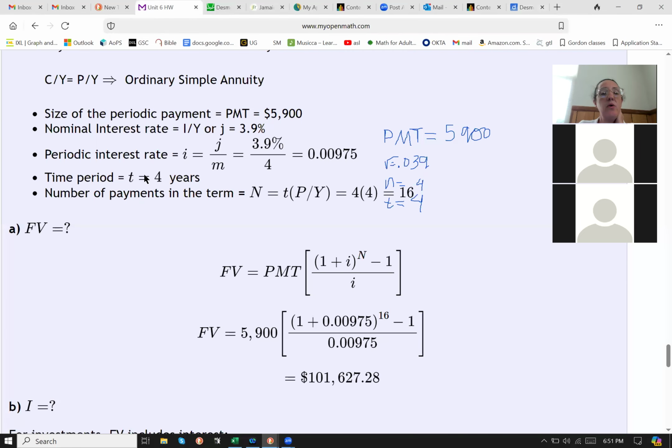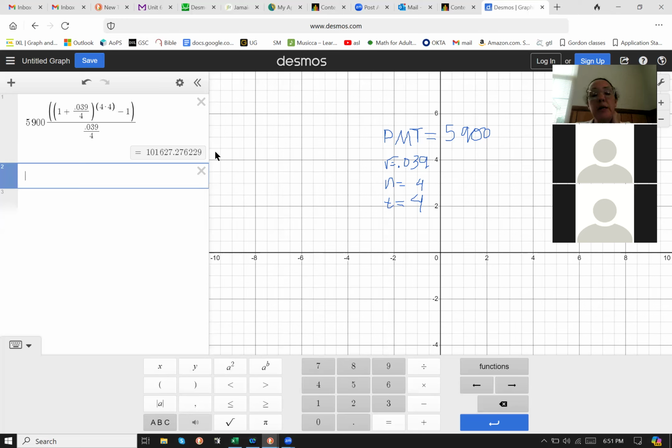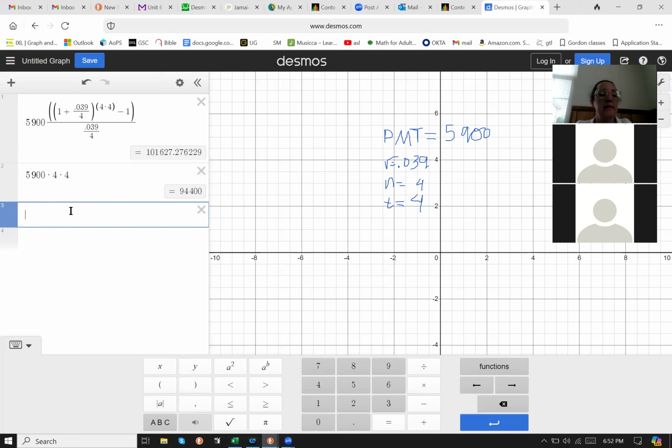And then the second question that they asked is, what would be the amount of interest earned? So this is the total amount, the total value in the account. But let's compare that now to the $5,900 that was saved 4 times a year for 4 years. So 5,900 times 16 is $94,400 was put in. So let's subtract these now to find out how much of that is interest.